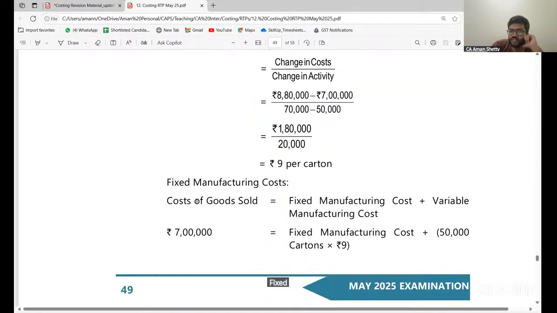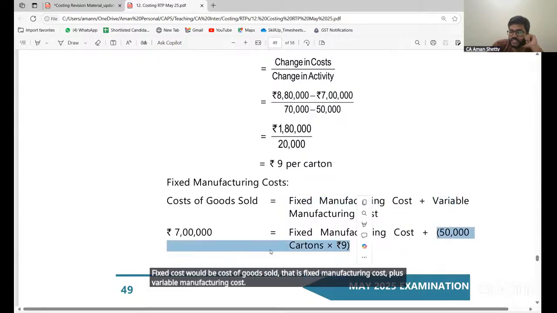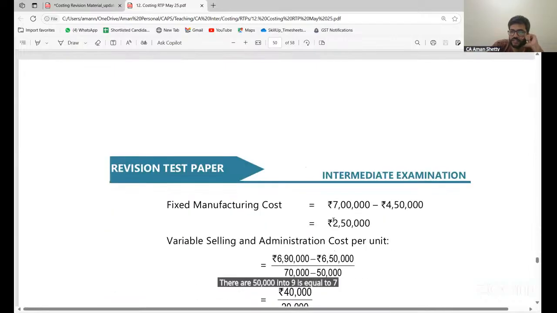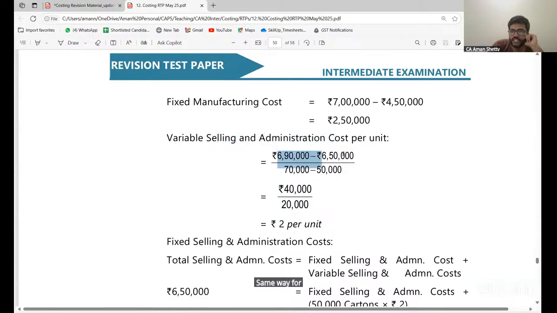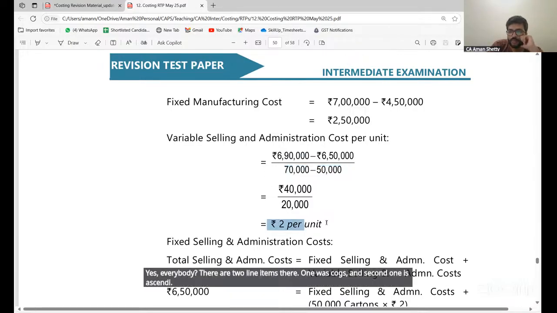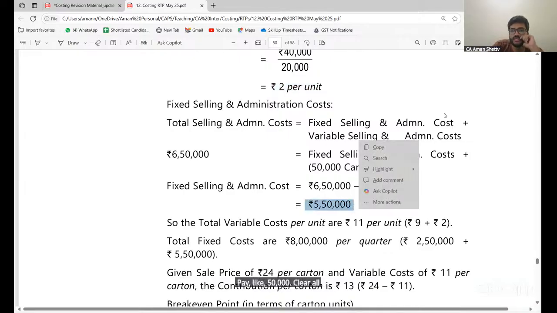Fixed cost would be cost of goods sold, that is fixed manufacturing cost plus variable manufacturing cost, that is 50,000 into 9, equal to 4 lakh 50,000 subtracted from 7 lakh. When you do, you get the fixed cost as 2 lakh 50,000. Same way for selling and distribution, change in cost divided by change in units. There are two line items there: one was COGS and the second one is S&D. Rupees 2 per unit. Therefore, the fixed portion of this is 5,50,000. Clear, all of you?